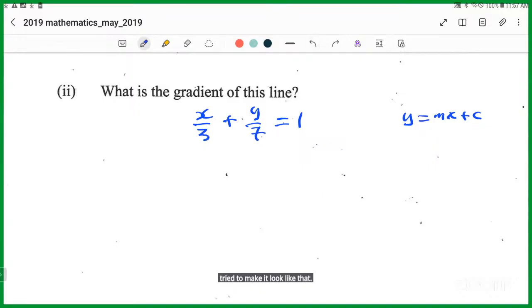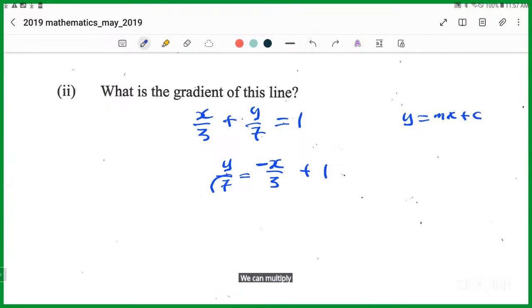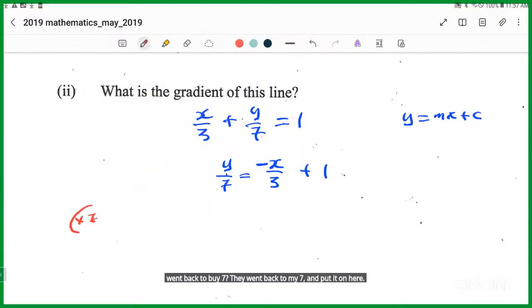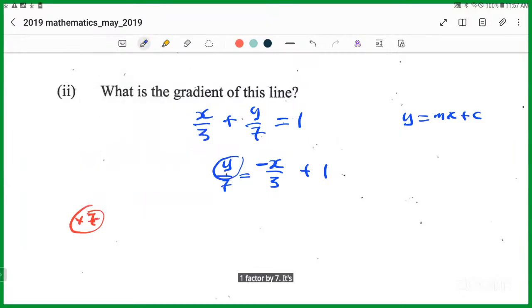So we're going to get y over 7 equals minus x over 3 plus 1. Bring it over, it becomes a negative. We need to multiply through by this 7. Multiply through by 7, and this becomes y equals minus 7 over 3x.